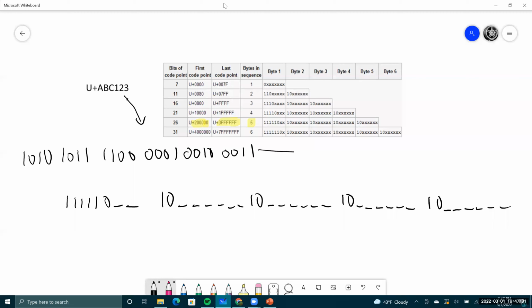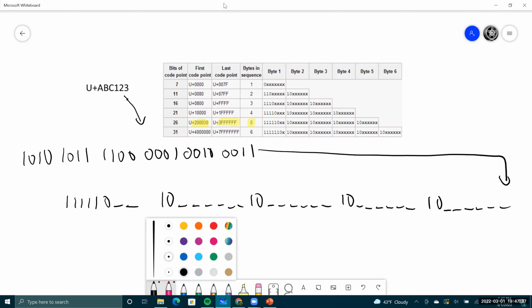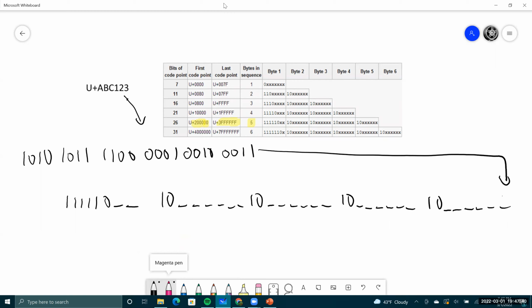Okay, so I need to put these over here, starting from the right, and start filling in. I'll use a different color ink so this will be clear. 1, 1, 0, 0. And then 0, 1, 0, 0. And then 1, 0, 0, 0. And then 0, 0, 1, 1. 1, 1, 0, 1. And then 0, 1, 0, 1. And then pad it with zeros. Okay, and there you go. This is the UTF-8 encoding for the hex value ABC123.